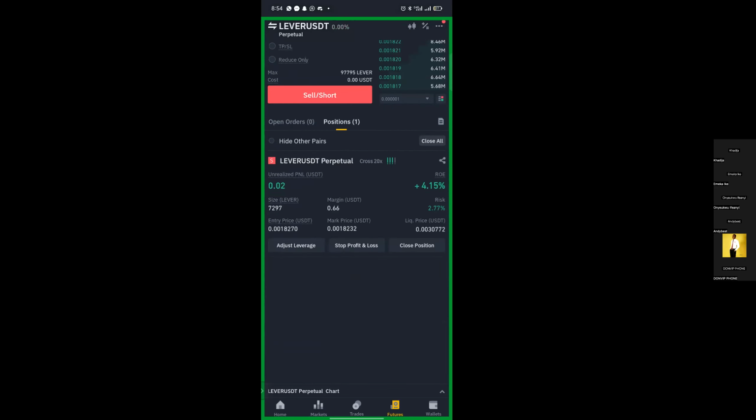Sorry, my liquidation price. So I can relax. My risk is very low. This is a perfect risk. If this coin starts going, I start seeing more profit than my risk.